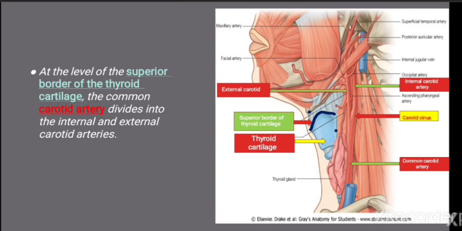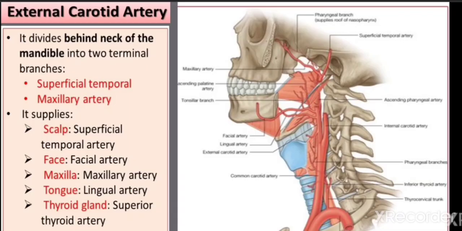So at the level of the superior border of the thyroid cartilage, the common carotid artery divides into external and internal carotid branches. So here we can see the level of bifurcation of the common carotid artery. Then we come to the external carotid artery. It divides behind the neck of the mandible into two terminal branches.